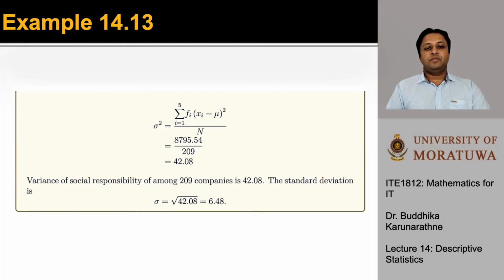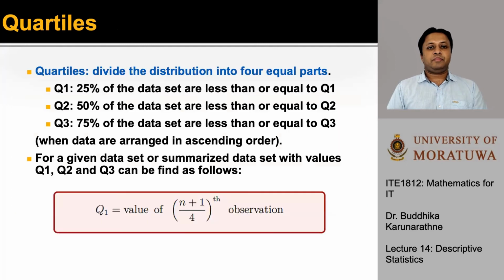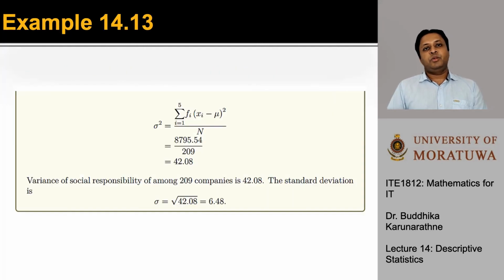When you have the variance, it's quite easy to calculate the standard deviation. So the variance of social responsibility among 209 companies is 42.08, and for the standard deviation, you take the positive square root, which is 6.48. So the standard deviation is taken to be 6.48. Right, so that's how you calculate the variance and the standard deviation given a population or a sample.